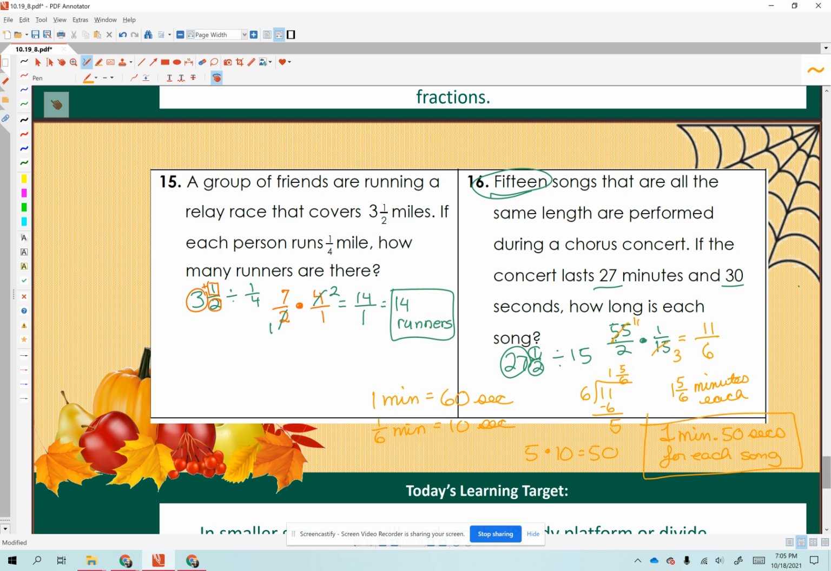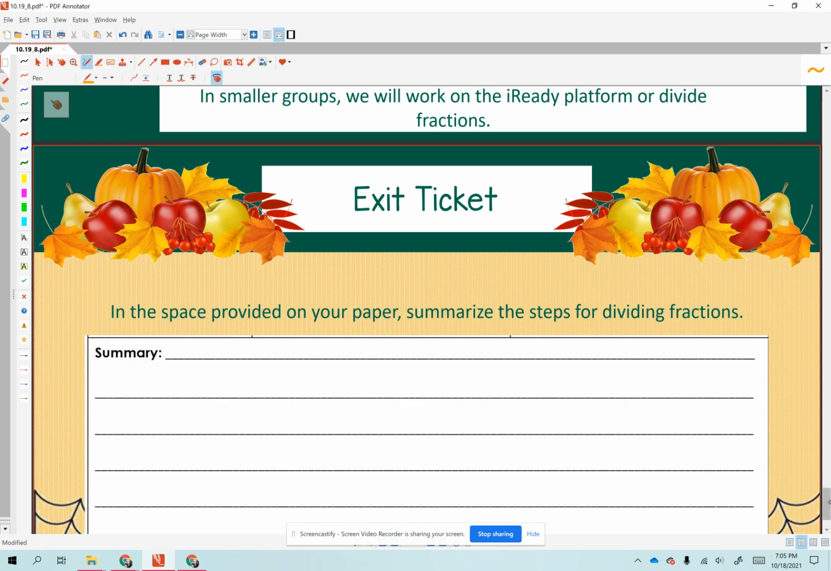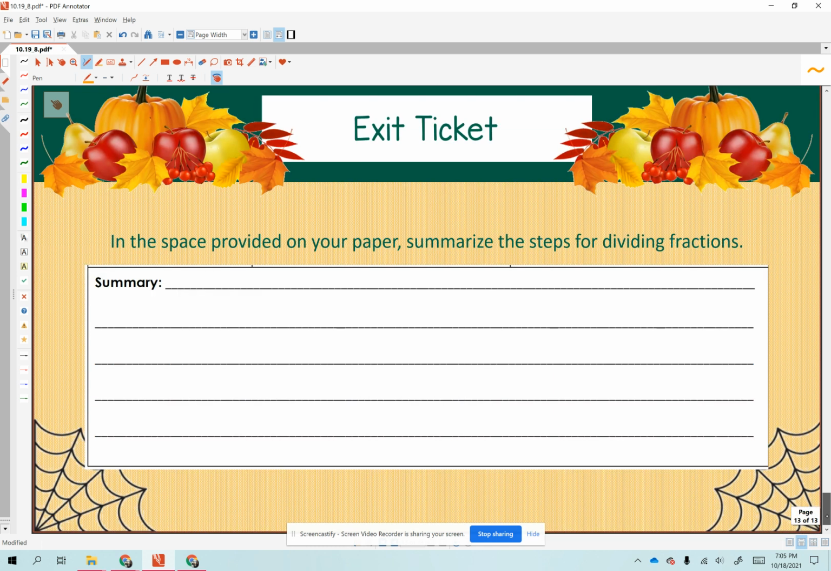Now you do have an exit ticket today. I would like you to, in the space provided on your paper, summarize the steps for dividing fractions. So that's it for today. Make sure you keep practicing, study at home, get as much practice as you can. And if you do, you'll be great.